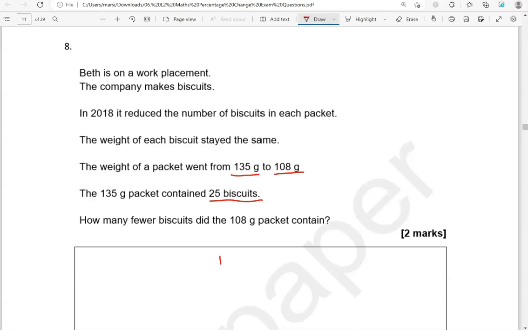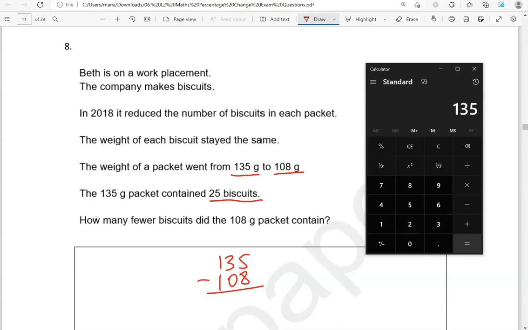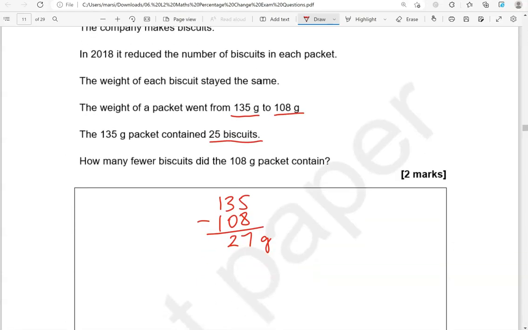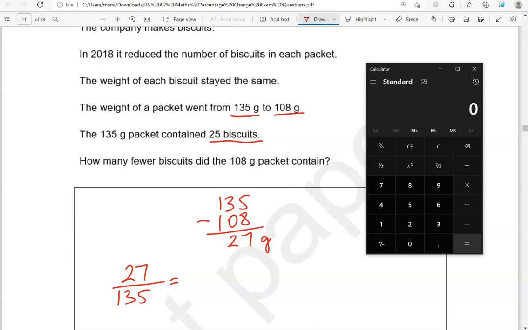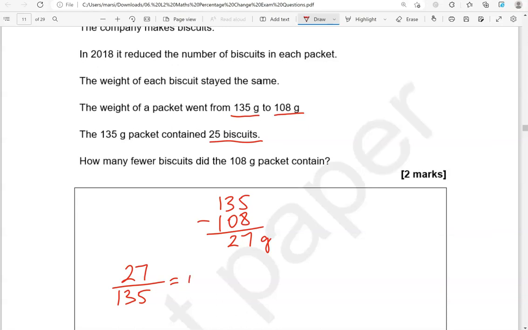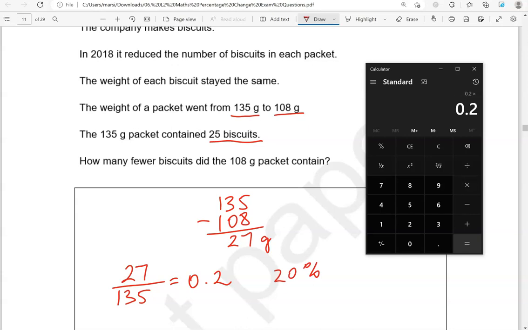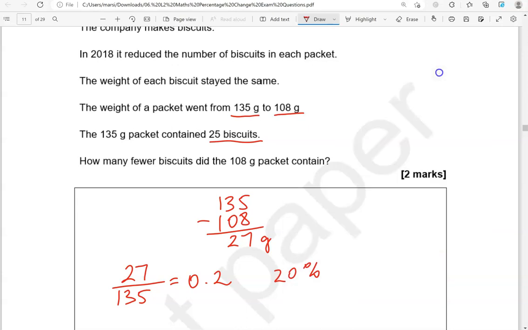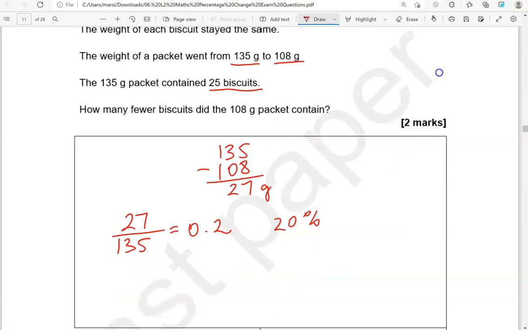So we've had a reduction from 135 to 108. So 135 take away 108 gives us 27 grams. That's the decrease. So 27 grams out of the original weight, which was 135. See, it's always out of the original. 27 divided by 135, that is 0.2. So 0.2, that is 20%. You could multiply by 100, but you should hopefully know that it's 20% without a calculator. So the decrease is 20%.